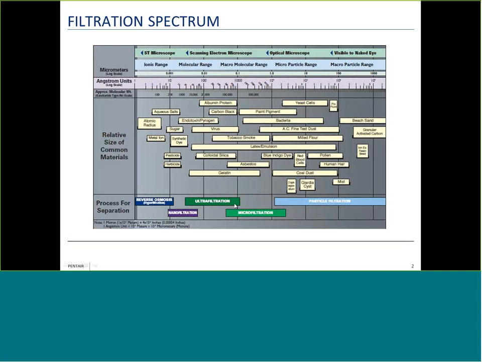colloidal silica, gelatin, even endotoxins, like in the case of Columbus, Ohio, last year with the blue-green algae bloom that got sucked into the intake system of their water treatment plant. UF would reject that toxin in that case.